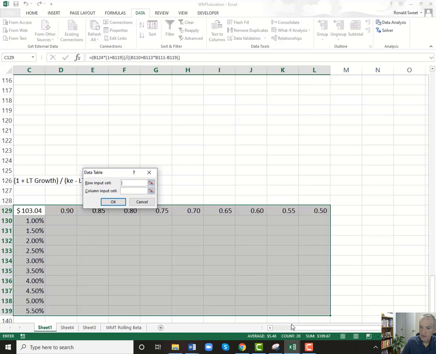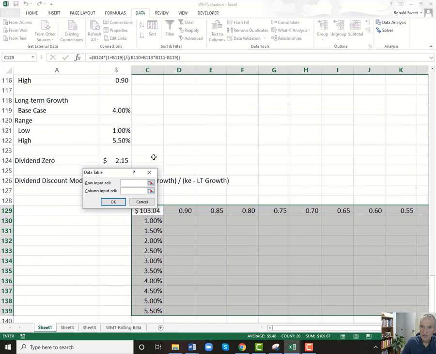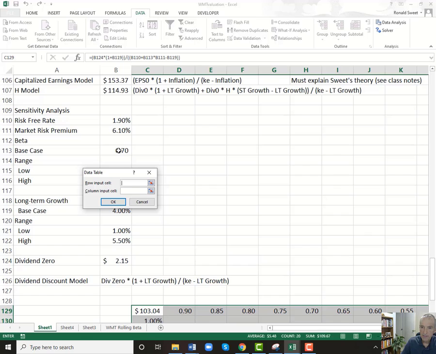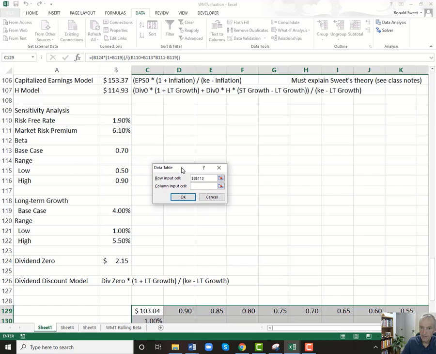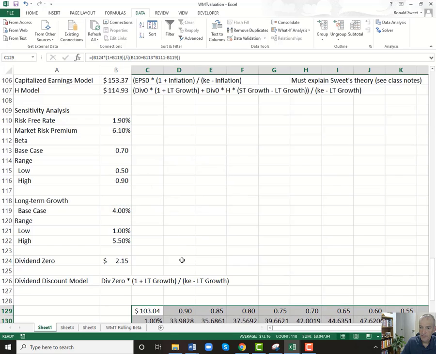And your input cell is your beta, so your base case beta is there. So your row input, because we have beta across the row, so we want to say that that's 0.7. Instead of all of these numbers, it's going to be 0.7. And then our column input is the growth, so we go to our base case growth right there. So you reference for your row input, you reference your beta. For your column input, you reference your base case growth, and you say OK.